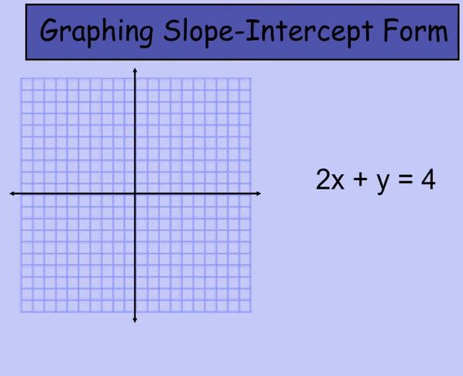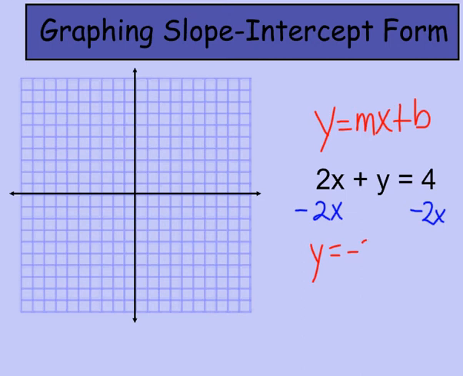Let's take a look at another one. 2x plus y equals 4. Now this one isn't necessarily in slope-intercept form, which is y equals mx plus b. We need to get the y by itself. So what we're going to do is use inverse operations to move the 2x over to the other side. And that way these will cancel, leaving us with y equals negative 2x plus 4.